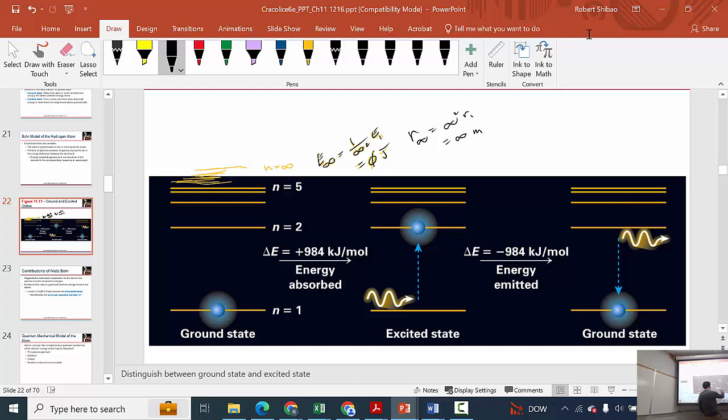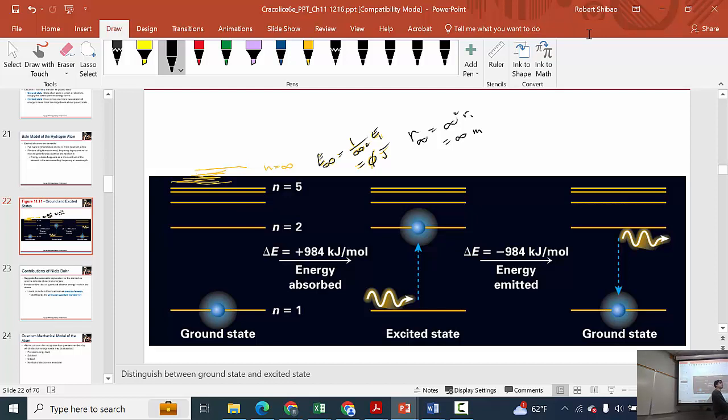Well, it turns out if it takes 984 kilojoules to promote the electron here, when the electron falls back down, it's going to release that because energy is conserved, so we're going to lose. This is the negative part here. It's going to be exothermic. We're going to lose that energy. And this energy is in the form of light. And so what has 984 kilojoules worth of energy per mole of light?